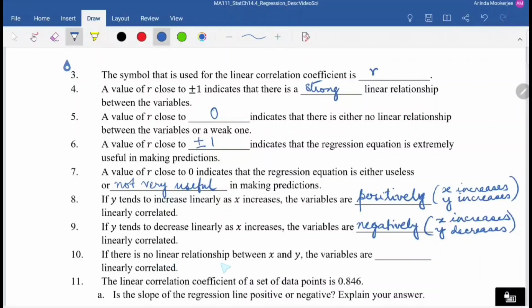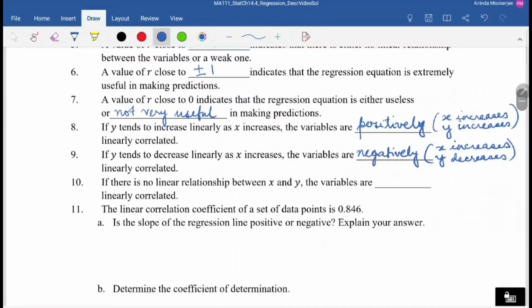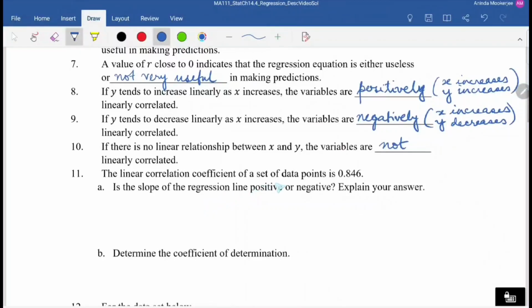If there is no linear relationship between x and y, the variables are not linearly related. All right. Number 11, the linear correlation coefficient of a set of data points is 0.846. Is the slope of the regression line positive or negative? Explain your answer. Now, we also talked during the lecture about the relationship between r and the slope, b sub 1 or beta sub 1.